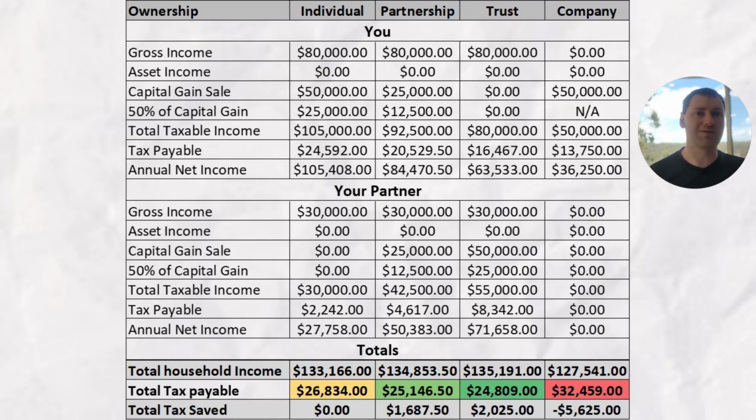What happens with a company? Now, a company is not entitled to the 50% capital gains tax discount, and so it is a much worse position to own real estate in a company and sell real estate in the company in this particular example. Your total household income would reduce from $133,000 to $127,500, and that's because you have to pay tax on the full $50,000 amount and not $25,000.